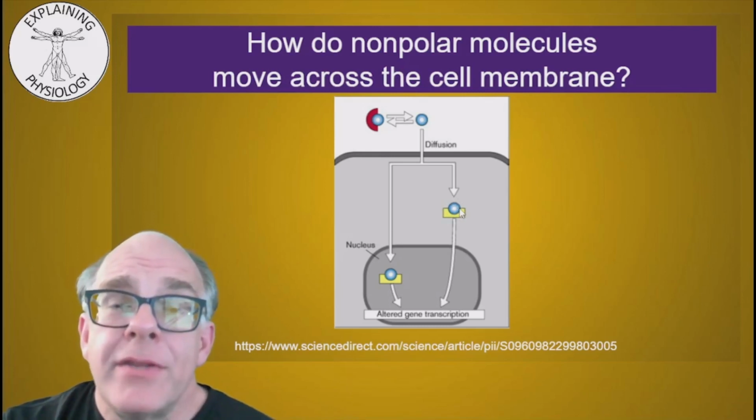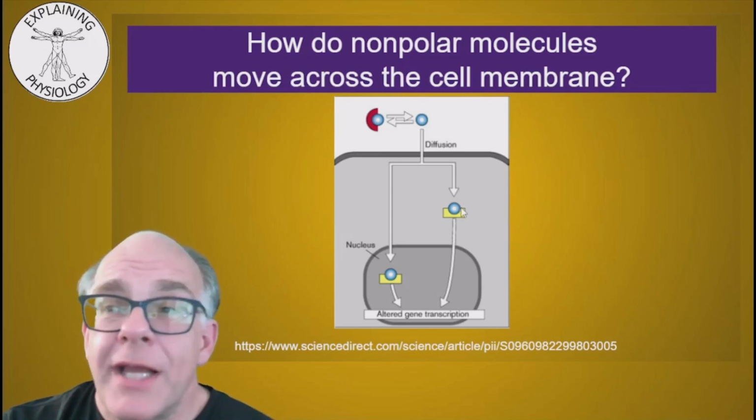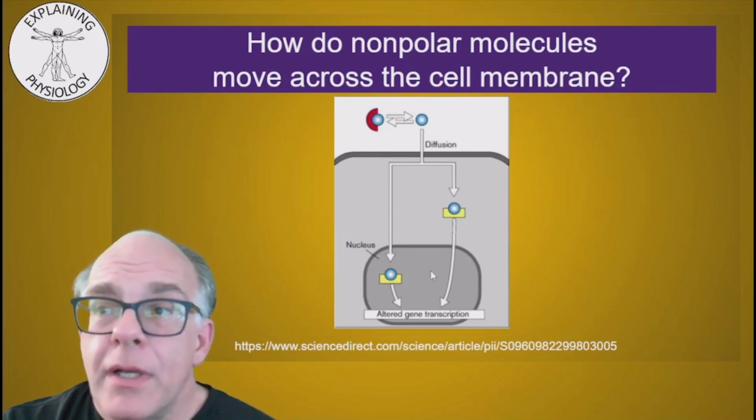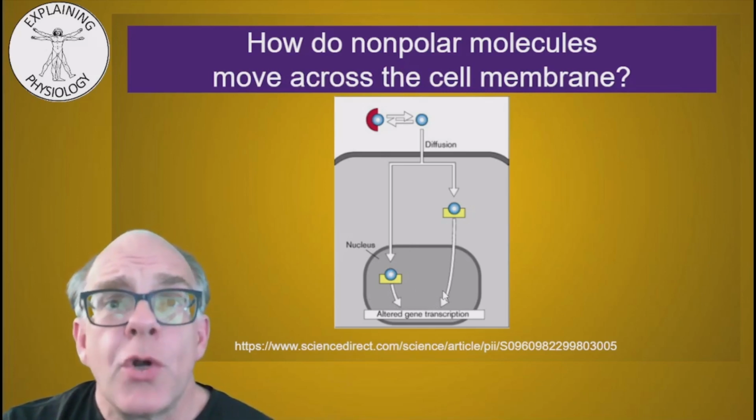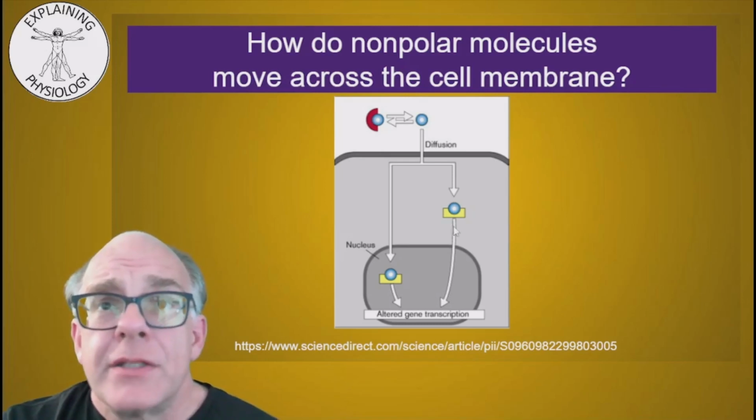It's going to bind to that and then move it through the cytoplasm, in this case into the nucleus, where it's going to have the effect of altering gene transcription, so changing the proteins that are turned on within this cell. So nonpolar molecules can move across the membrane relatively easily, but they need carrier molecules to carry them in the aqueous environment outside of the cell and then the aqueous environment in the cytoplasm.